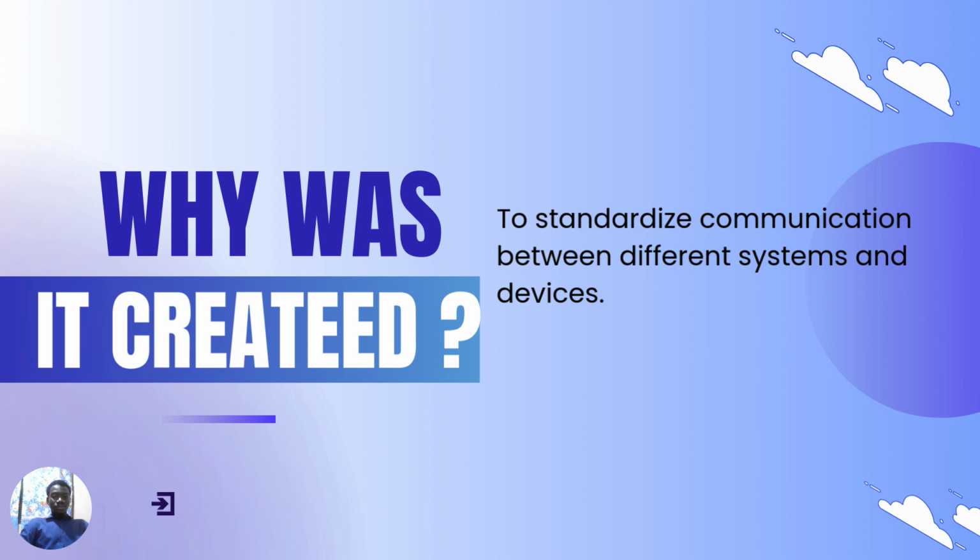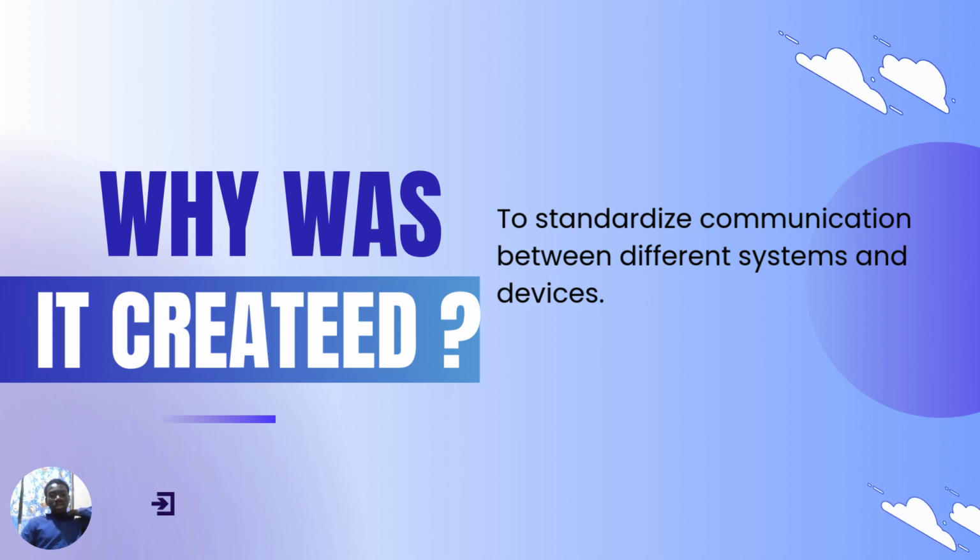Now, there are 7 layers of the OSI model, but before that, why was the OSI model created? The OSI model was created to standardize communication between different systems and devices. It brings communication to the same level, so that communication is possible between different devices, from laptops to phones to large computing systems to embedded systems, all of those things. That's why the OSI model was created.